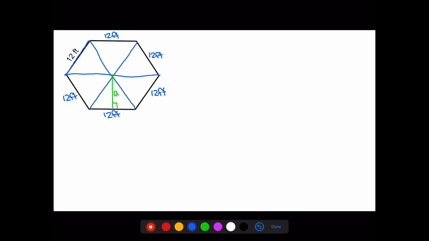If I want to find the perimeter, perimeter is equal to 12, because that's the side length, times however many side lengths there are, 6. Let's see, 12 times 6 will give us 72. So that is our perimeter.